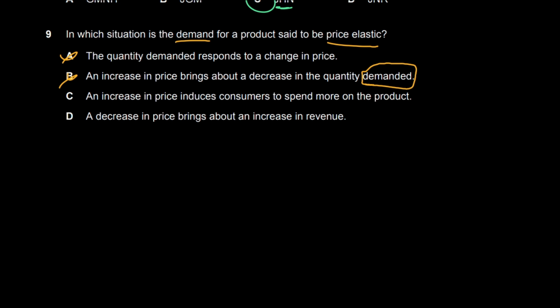Option C states an increase in price induces consumers to spend more on the product. This too is talking about our demand curve. This is incorrect, as it's typical for inelastic demand, not for elastic demand. D states a decrease in price brings about an increase in revenue. So this is correct, as whenever price decreases, it leads to an increase in our total revenue. Hence, D is correct.